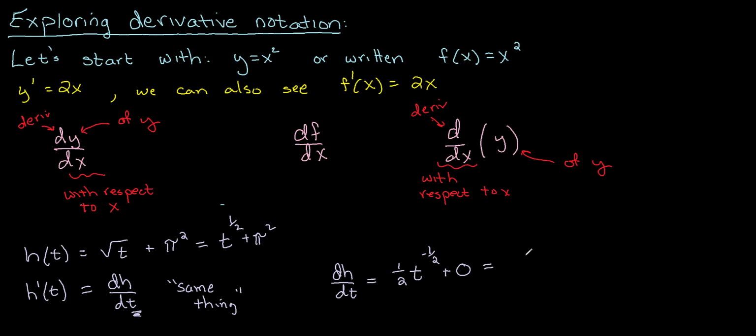So our derivative, dh dt, is just equal to 1/2 t to the negative 1/2 power, or if I rewrite this, I have a 1 over 2. And then that negative exponent tells me to go down to the denominator, and I've got a square root of t down there in the denominator.